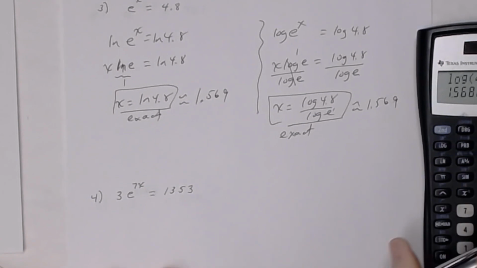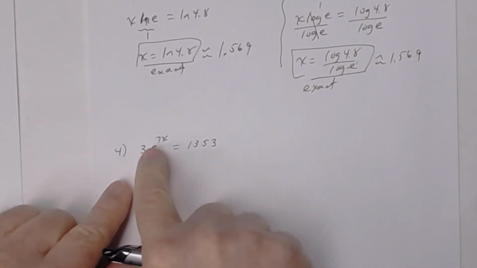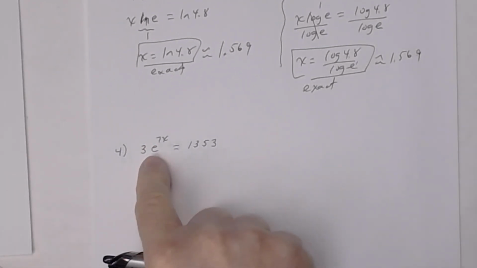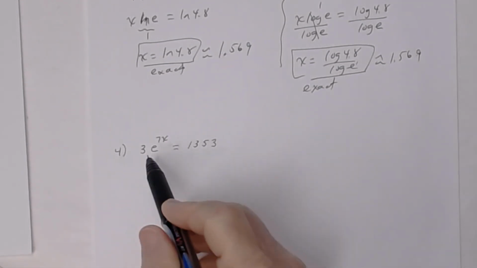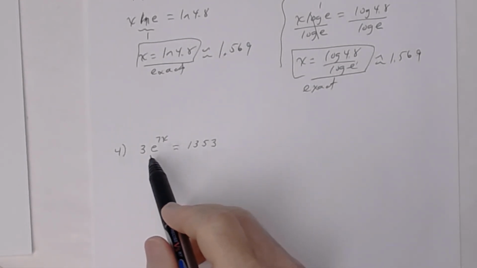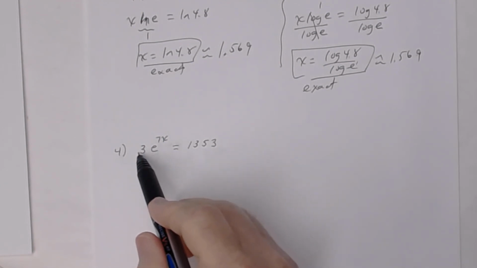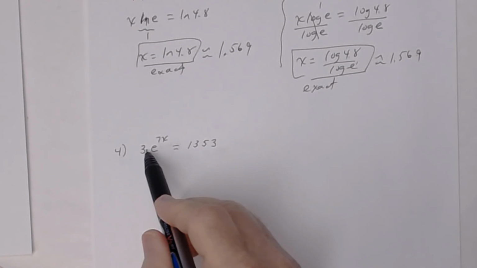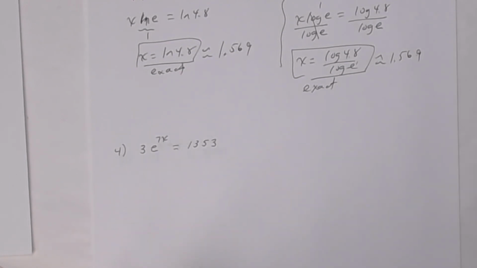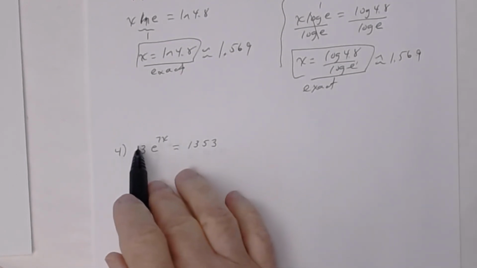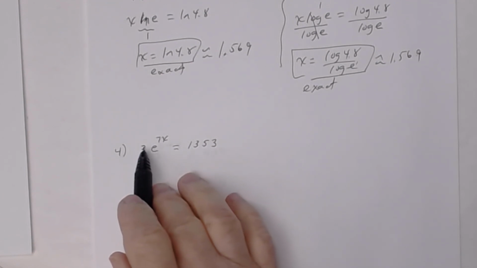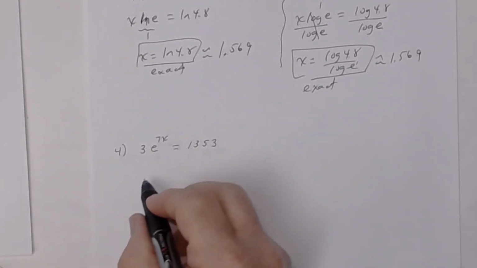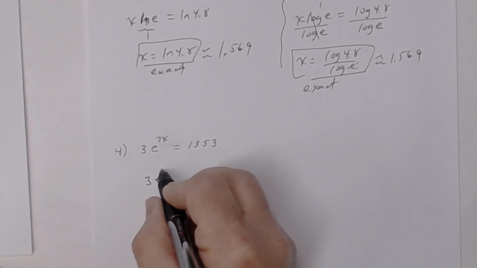All right, so let's look at number 4. I see an e, so right away you know you're going to use a natural logarithm. But here's the problem. Before you take the natural log of both sides, you need to make sure that the number right here is a 1. You have 3 times e raised to the 7x power. That's not a 1, but I can get it to be a 1 because right now you're multiplying by 3, so the opposite is to divide by 3.